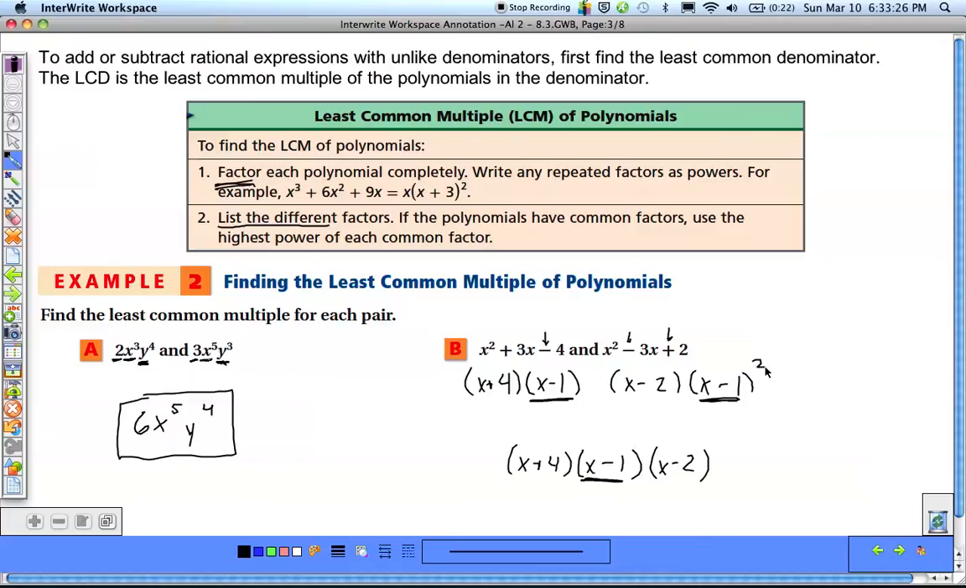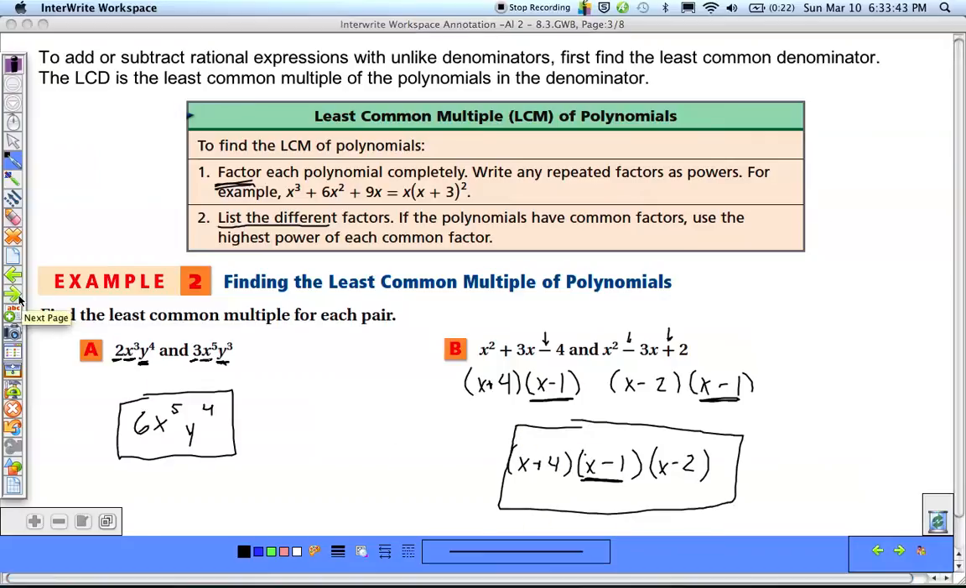If this were an x minus 1 squared, meaning that it would have 2 quantities of that x minus 1, x minus 1, x minus 1, we would have to have a second x minus 1 there, so we'd have to square it. But since we just have the 1, we only need to have the 1 down here. And there's our least common multiple.